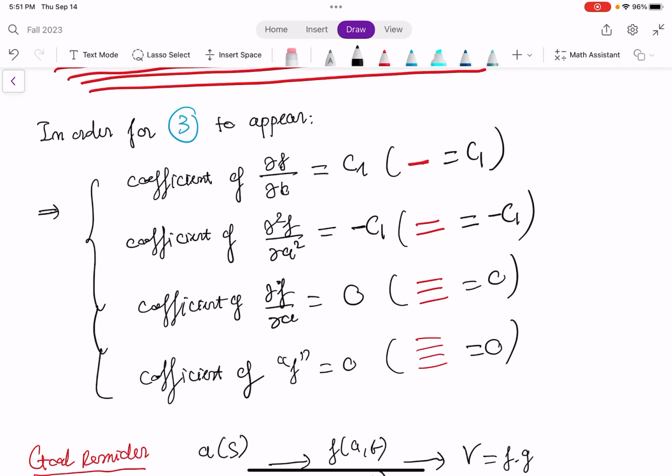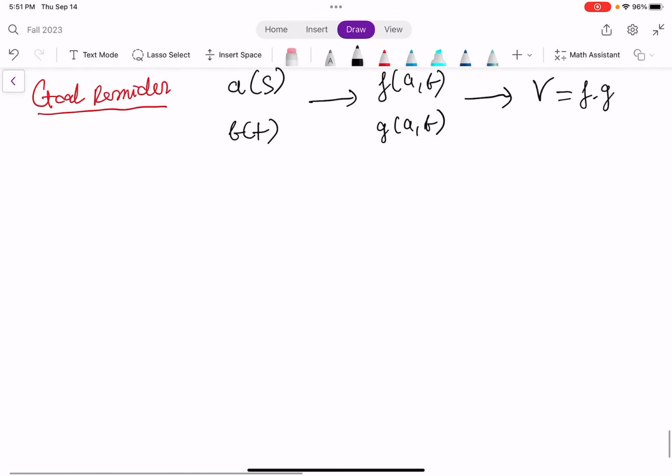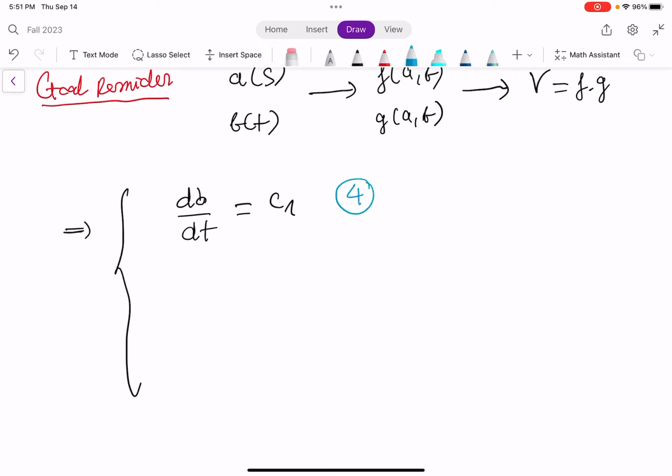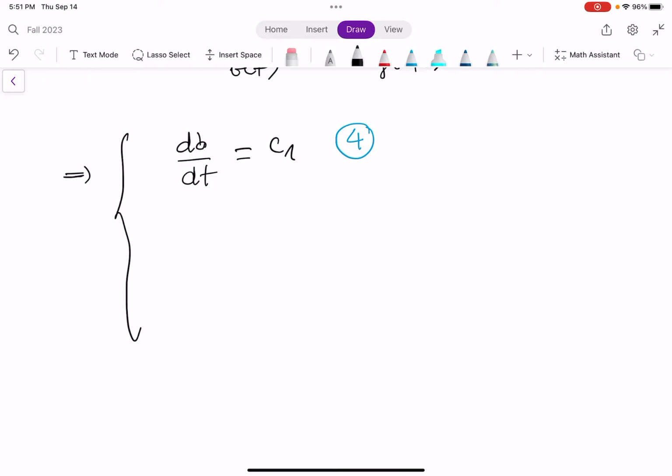Okay, so what equations do we have? So we have 4 equations, right? So what are these equations? Let me copy paste all of that down. So the first thing we have, the coefficient of partial f with respect to b equals c1, right? So the first equation we have is db over dt equal c1. I'll call this equation 4. Okay, and then you have dA over ds squared times s squared over 2 equal negative c1. I'll call this equation 5.